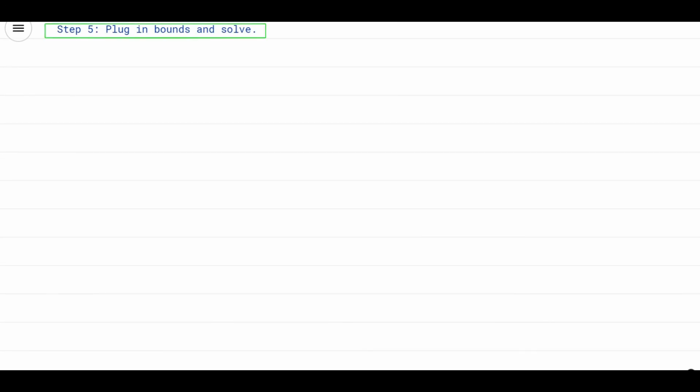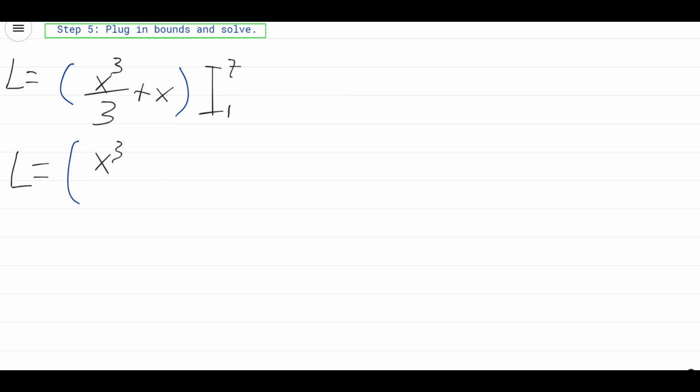So I'm going to plug in the bounds and solve. First, when we integrate the function x squared plus 1, the integral of x squared is x cubed over 3, and the integral of 1 is x, bounded from 1 to 7. The first thing I'm going to do is try to have a common denominator just because it makes it easier once I plug in. Of course, you can go straight into plugging in, but I like to do this, and I highly recommend you do it. It makes it easier.